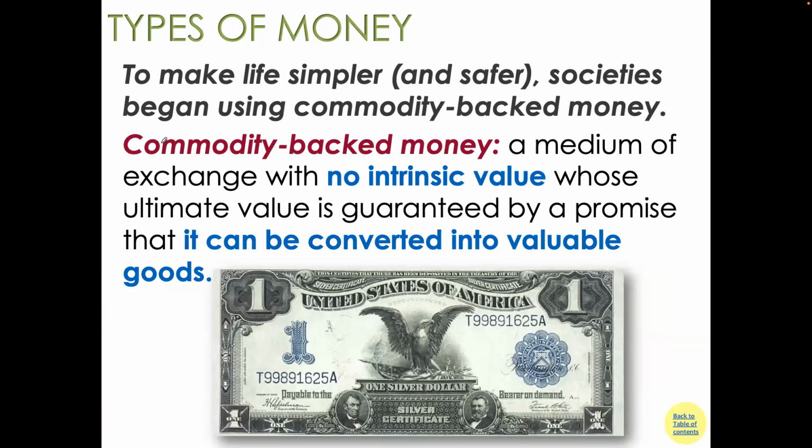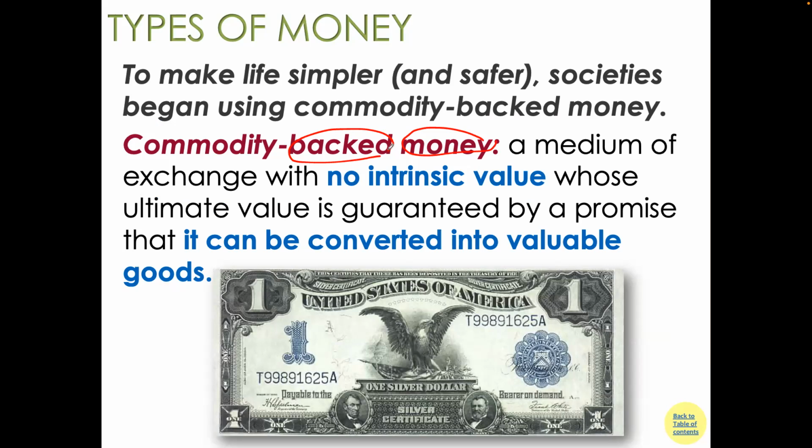So what is commodity-backed money? Again, this is money, so it needs to serve those three functions we just talked about. But instead of the commodity itself, this is commodity backed. That's the key. So what does that mean? It means, first of all, the money itself has no intrinsic value. That's different from, for example, using gold or silver as money. But this thing has some commodity to support it.